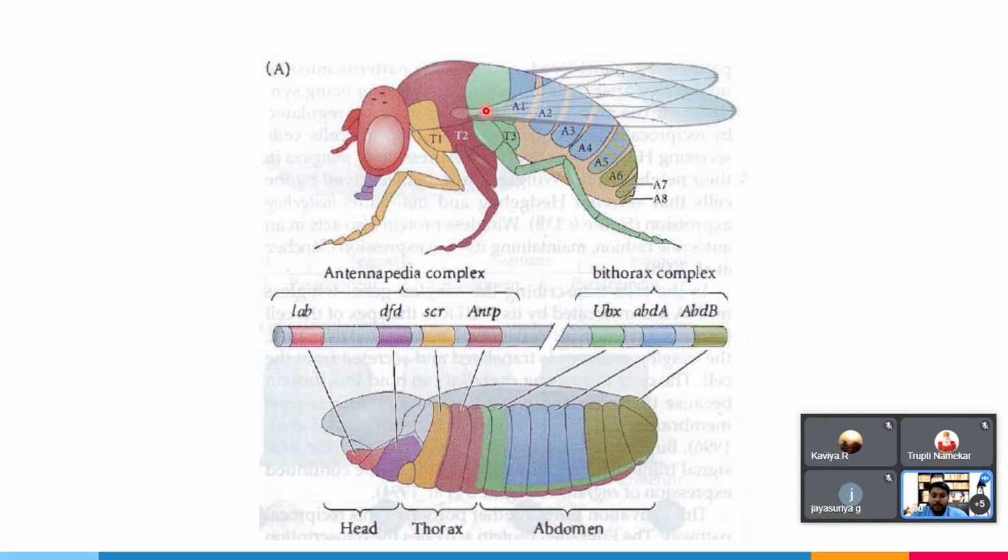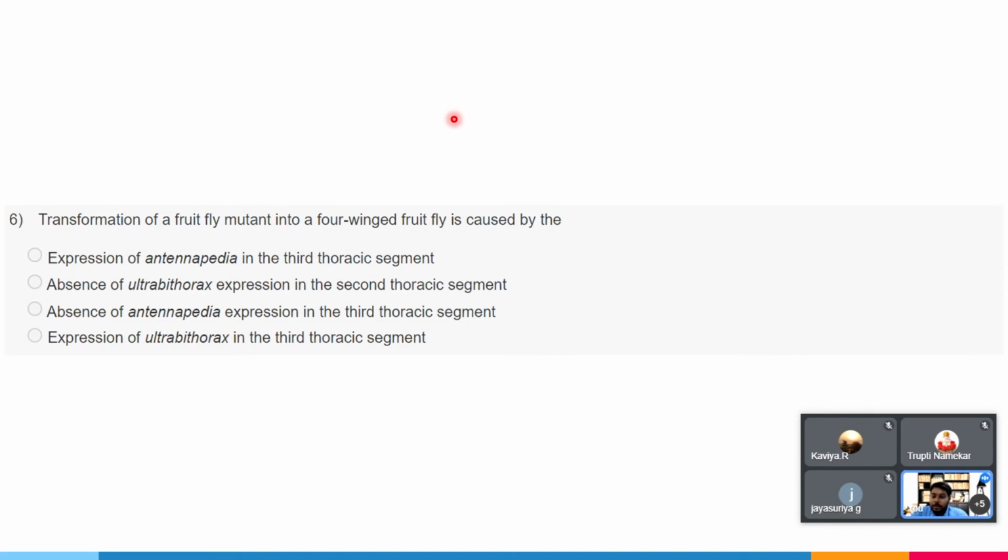Thus, and here also I am giving another hint that T2 is the one that expresses the wings. So in case we want a fly with 4 wings, what exactly should there be? The options are here. Should there be an expression of antennapedia in the third thoracic segment, absence of ultrabithorax in the second thoracic segment, absence of antennapedia expression in the third thoracic segment, or expression of ultrabithorax in the third thoracic segment?